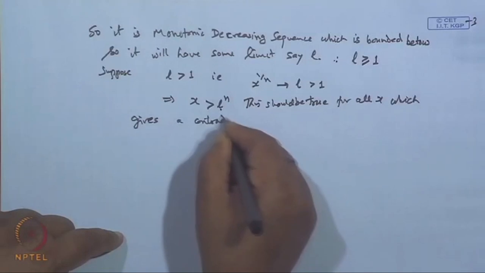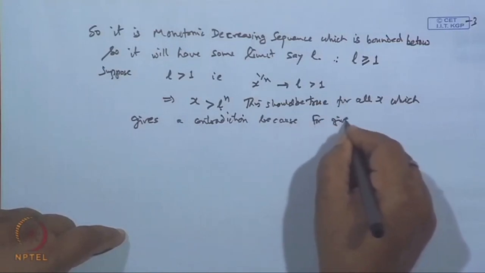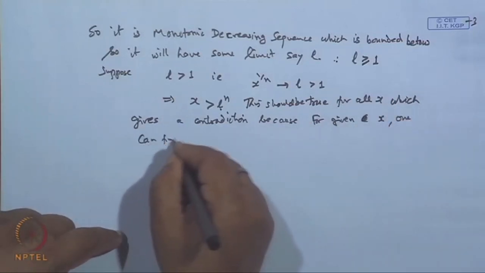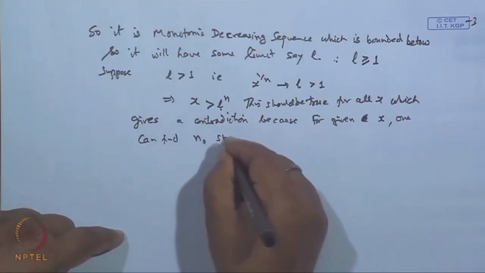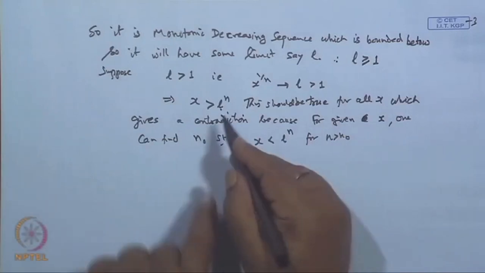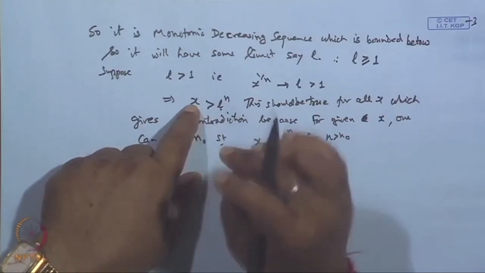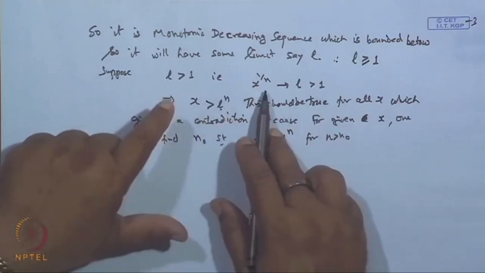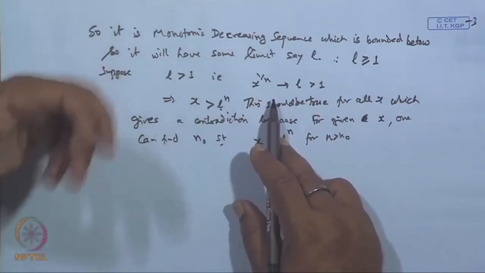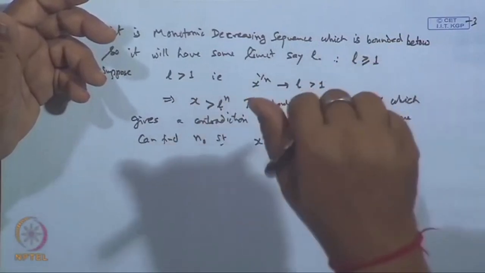But this gives a contradiction. Why a contradiction? Because for given x, one can find n naught such that x will be strictly less than L to the power n for n greater than n naught, because the right hand side keeps on increasing, but the left hand side is fixed. Once you choose the x, the left hand side is fixed.